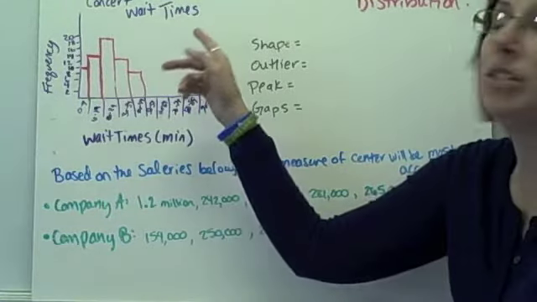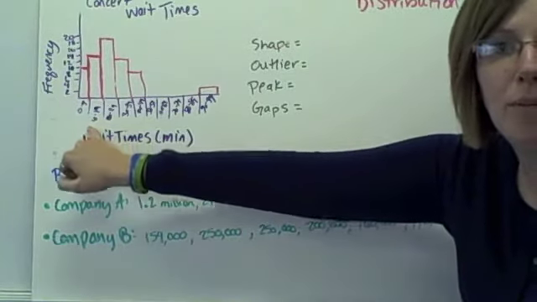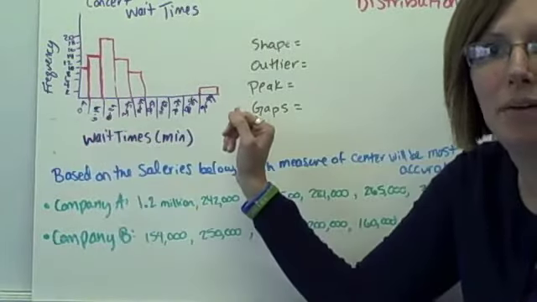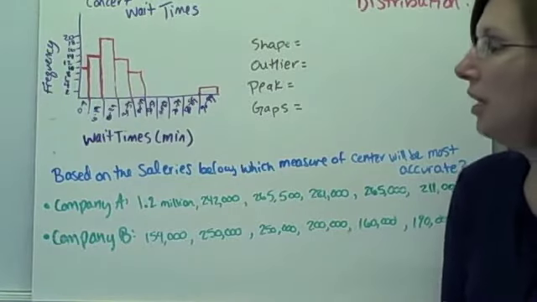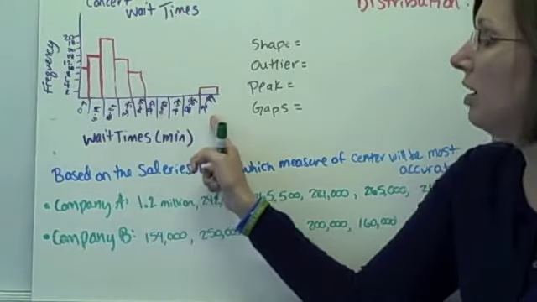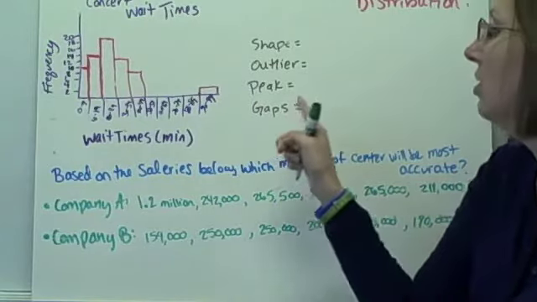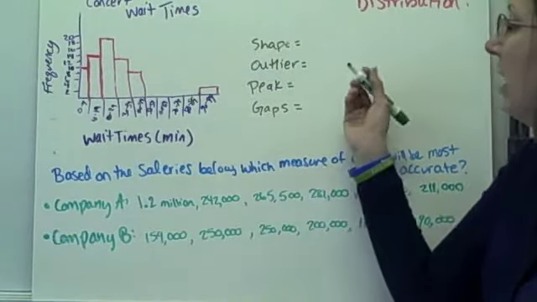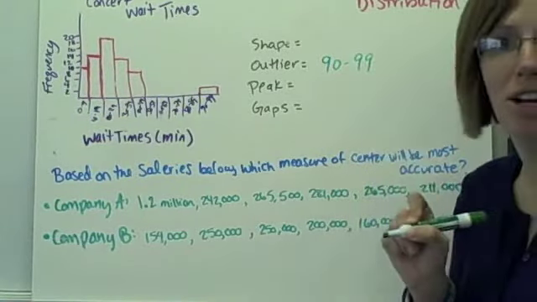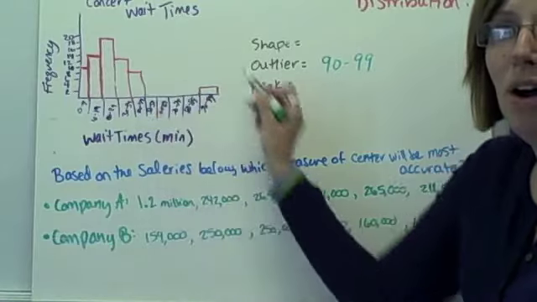What I have here are concert wait times. It looks like we've got wait times in increments of 10 minutes, so 0 to 9 minutes, 10 to 19 minutes, 20 to 29 minutes, and so on. So first thing I notice from my graph is that I have a huge gap. This gap is caused by an outlier, so I can go ahead and write down two of my solutions here. So my outlier is from 90 to 99 minutes. Somebody waited that long to go to the concert.